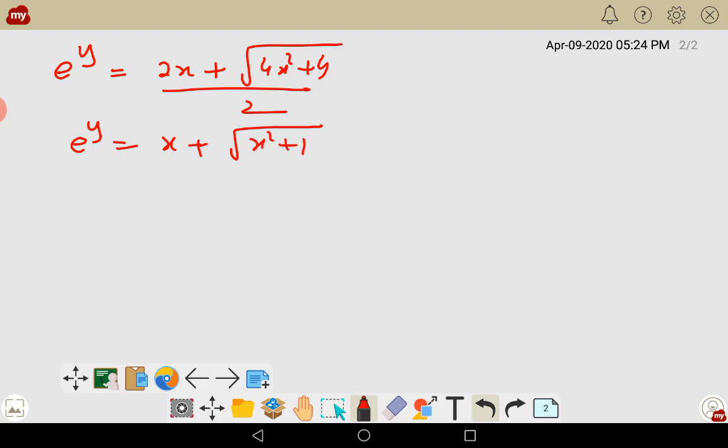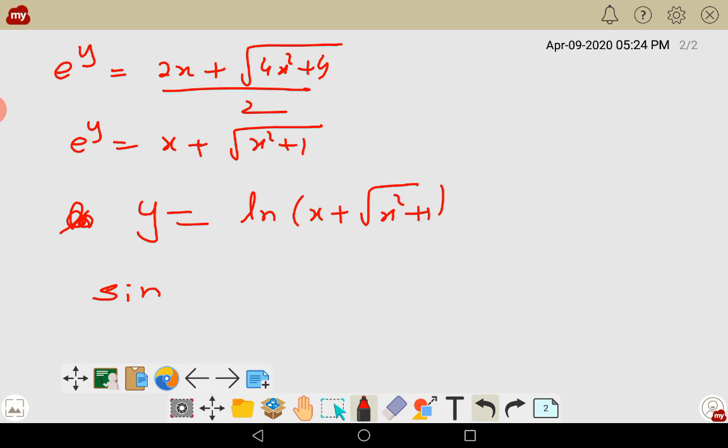So when you take ln on both sides, ln of e raised to y becomes y. y is ln of x plus square root of x square plus 1. But we know what y is. In the beginning we assumed y is sine hyperbolic inverse x. So sine hyperbolic inverse of x is ln of x plus square root of x square plus 1.